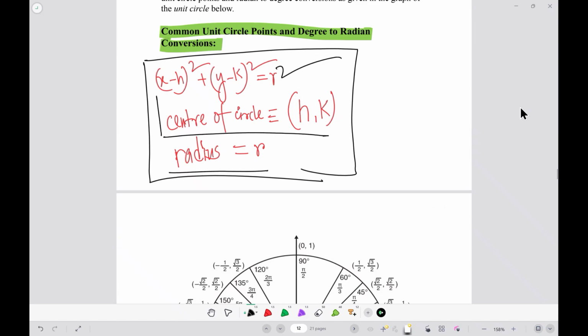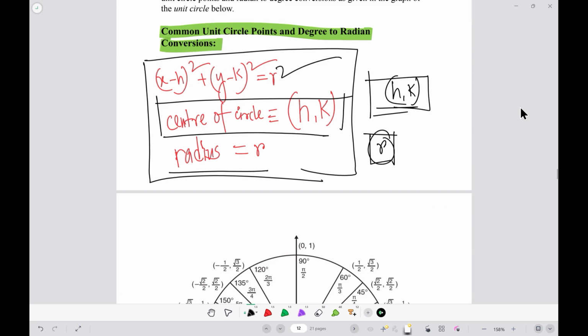You can prove that h and k are the center of this circle and r is the radius. I can definitely give you the proof, but to save time and energy, you can just memorize it. The h and k is the center and the r is the radius. Please don't mess with the sign, because this is minus h and this is minus k.